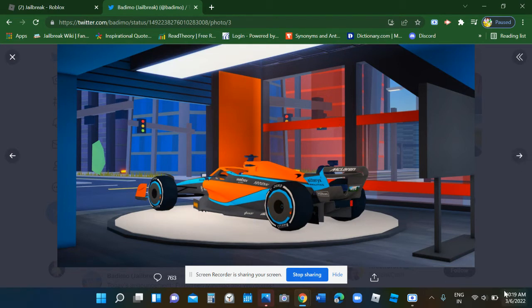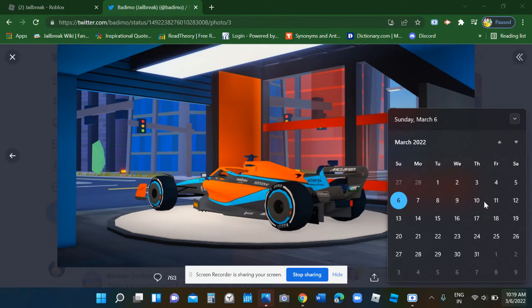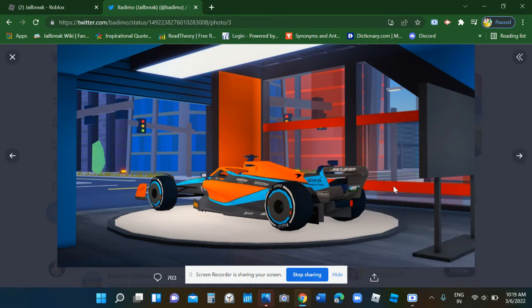For USA timings right here, it is March 6th to 2022. After March 10th, it is not available. After March 10th, Thursday, the McLaren is gone forever. Okay, and I know you guys do not want to miss out on this car. So if you guys already have it, then cool. But if you do not have it, then buy it now before it goes away.